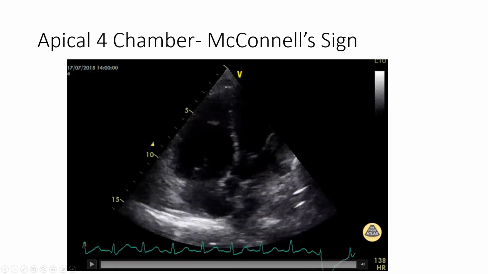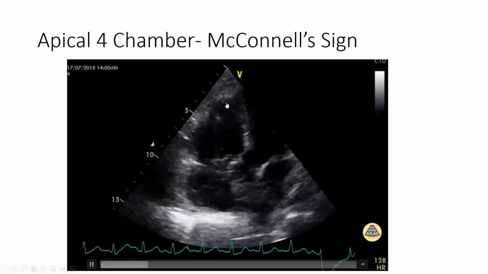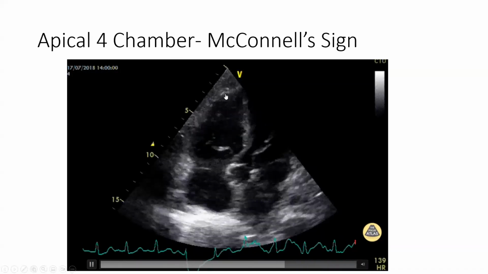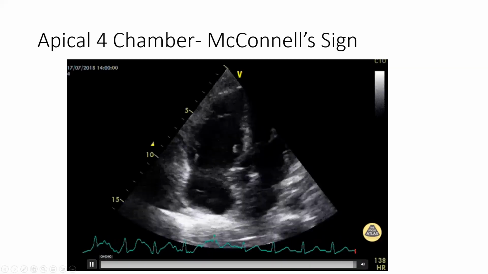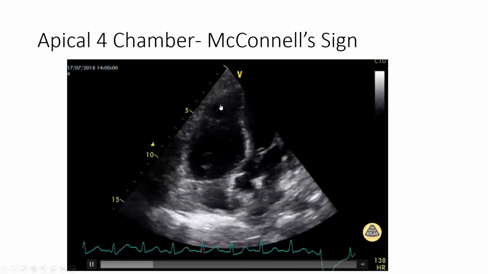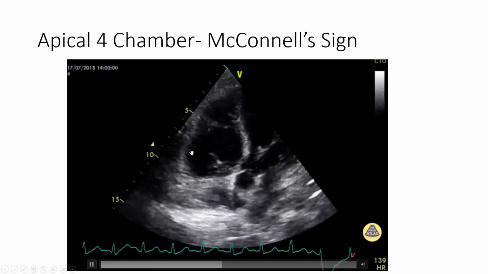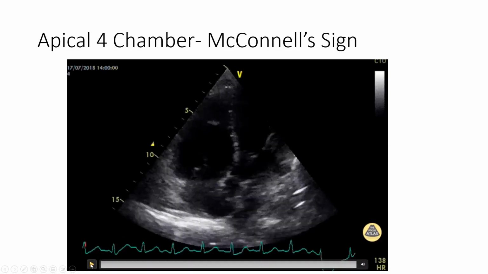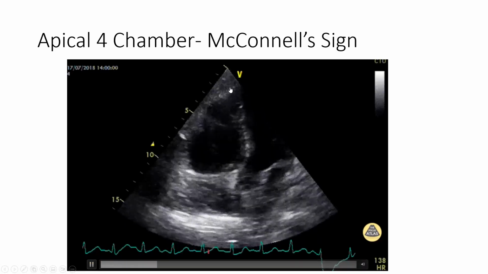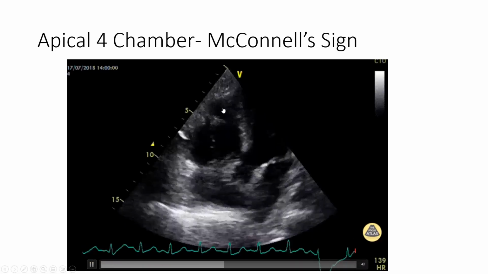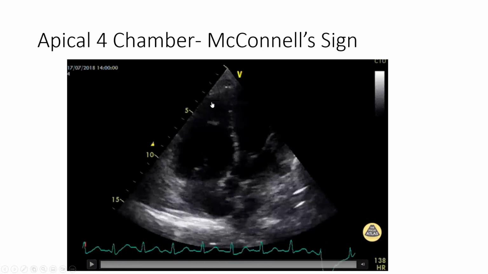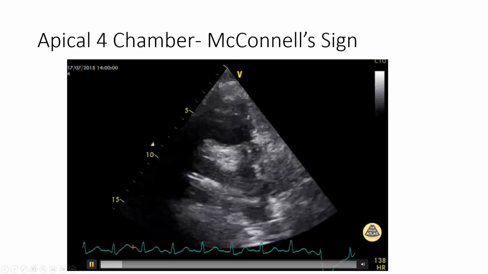So this image looks like a trampoline bouncing up and down on the right ventricle. So the apex is functioning well, the right ventricular free wall is not. This is not sensitive at all for PE, but it's quite specific. So if you see this, and to be honest, this is not something that I look for in most situations, this is very specific for pulmonary embolism. So regional wall motion abnormality sparing the apex of the right ventricle, McConnell sign.